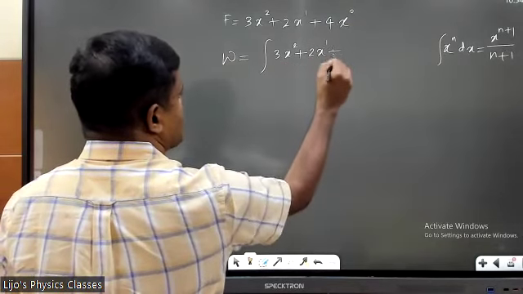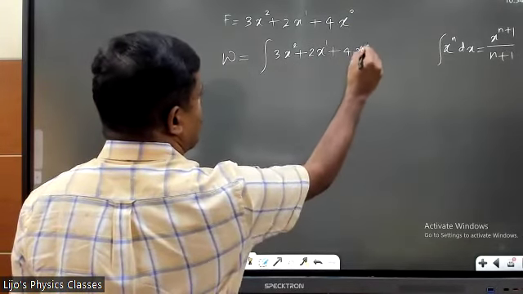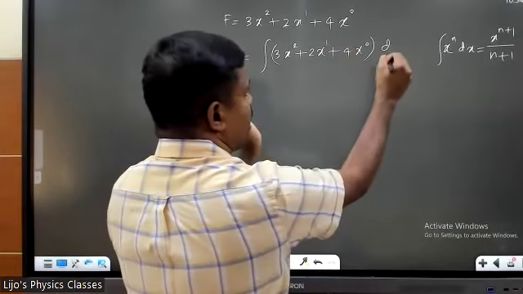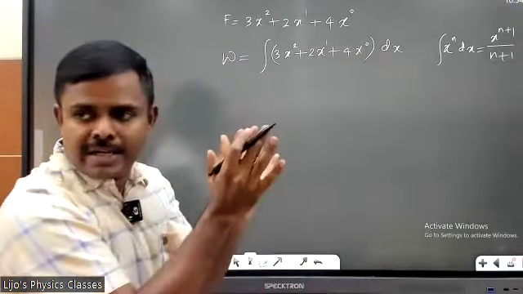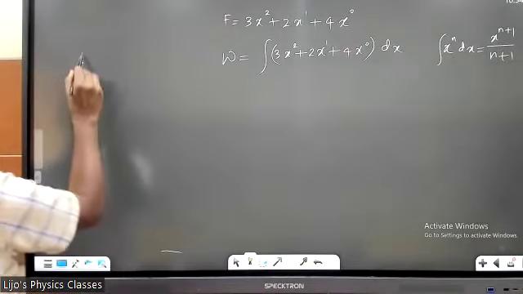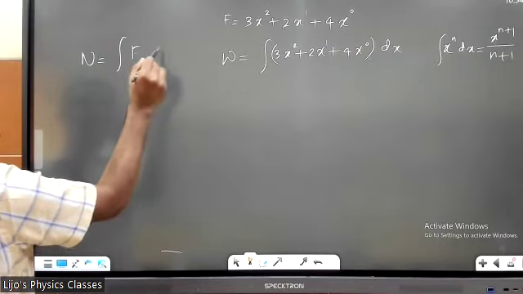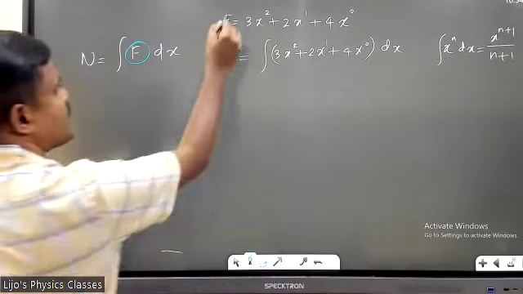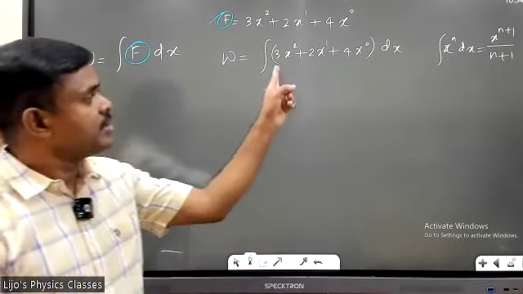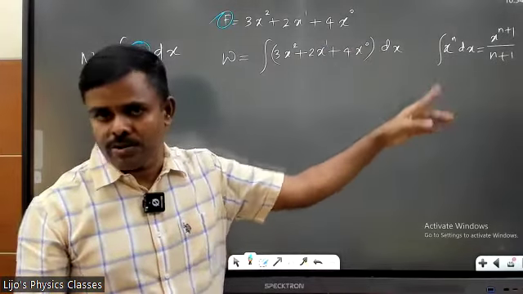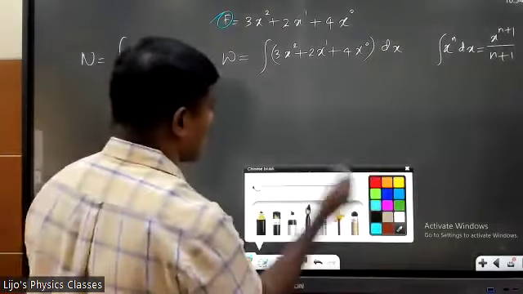3x square plus 2x raised to 1 plus 4x raised to 0. This is my f. I said work done is integral f dx. Look at this blue circle. That f is this blue circle. I am putting it here. Integral of 3x square plus 2x raised to 1 plus 4x raised to 0 into dx. So let us integrate it one by one.